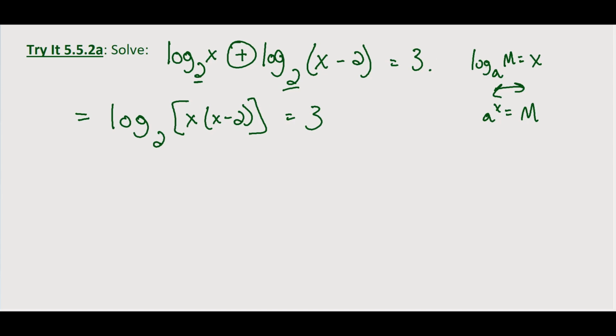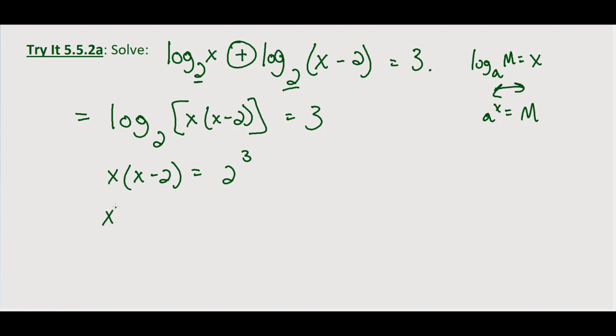The easiest thing to do at this point: do we have this form, log base a of m equals x? Log base 2 of m would be x times x minus 2, which we can go ahead and multiply through, equals 3, and so x would be 3. We do have that form, so we'll go ahead and write this as x times x minus 2, that's our m, equals 2 cubed. That's our a to the x.